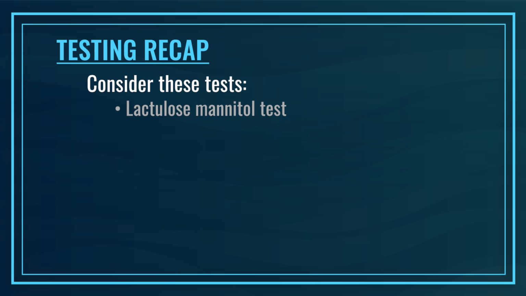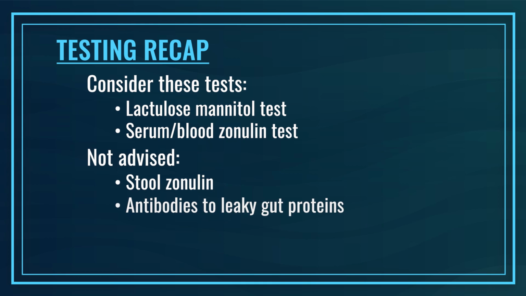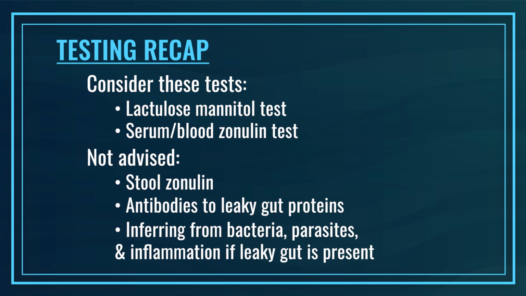So I would recommend, or at least consider, using the lactulose mannitol test. It seems to be one of the best. However, there are still some limitations with this test. So then in recap, the tests that you should at least consider would be the lactulose mannitol test or the serum or blood zonulin test. I would not advise stool zonulin. I would not advise the antibodies to leaky gut proteins, and I would not advise to infer from bacteria, parasites, and inflammation if leaky gut is present.